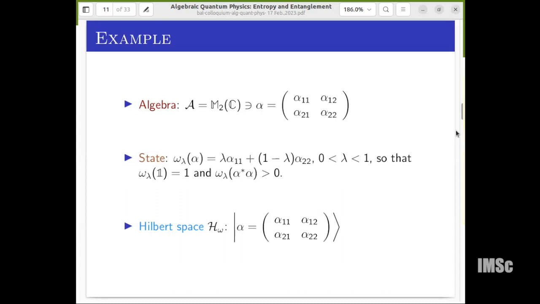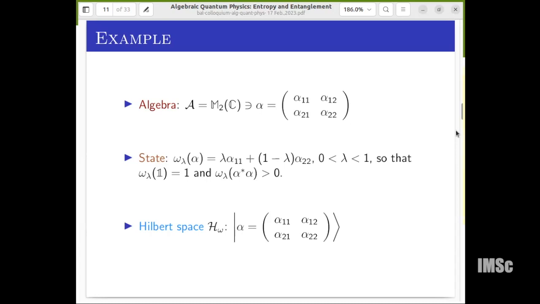So omega lambda of 1 is 1. And you can check that if you calculate omega lambda of alpha star alpha, it is non-negative. This is a trivial calculation, and you check that this condition is also fulfilled. So there are no null states.